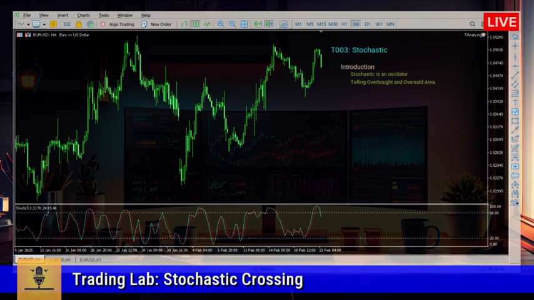This time I will share about how to trade with Stochastic. Stochastic is an oscillator, that means the primary usage of it is showing overbought and oversold area. Stochastic has two lines, main line, the blue one, and signal line, the red one. I won't explain the formula behind Stochastic here, we only talk about how to use it.